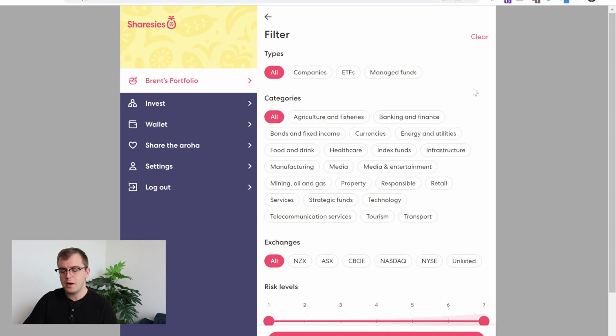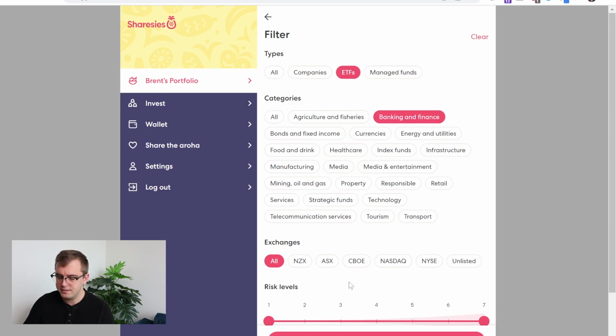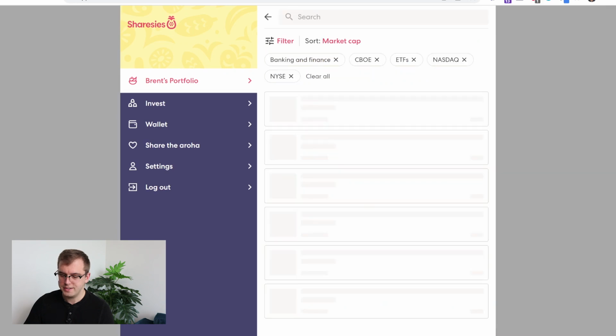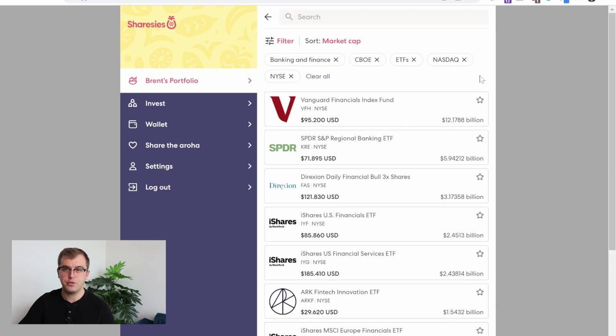For example, we might be interested in US-based ETFs in the banking sector. We can do that by clicking ETFs, Banking and Finance, and selecting the US stock markets. And what we can see is that there are 12 investments that meet this criteria. If we click Show 12 Investments, this shows us everything that's in the banking sector, is an ETF, and is based in the US. Here we can see a collection of different Vanguard, SPDR, Direction, iShares, and ARK investments.